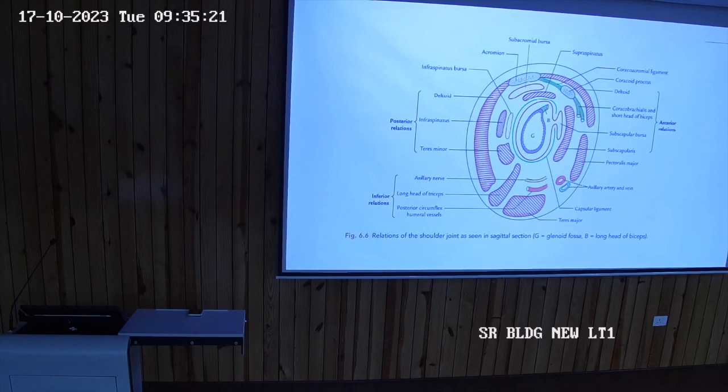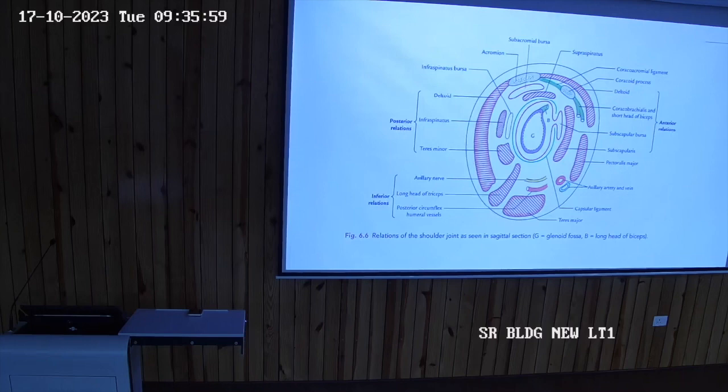Look at this diagram. This is the glenoid cavity. The pink color area is the glenoid labrum, and this is the part of the long head of the biceps. These are the structures anterior to the shoulder joint, the structures lying posterior, inferior and superior to the shoulder joint. So this diagram explains all the relations of the shoulder joint.